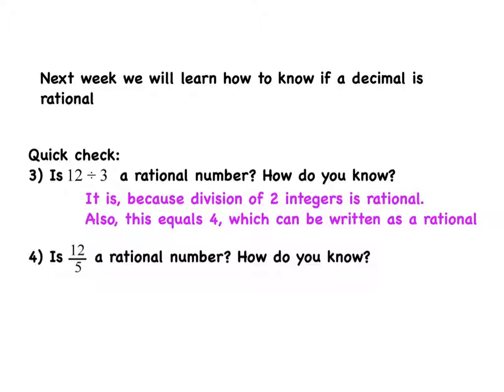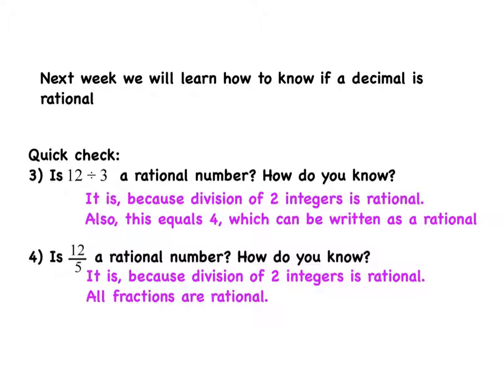Let's take a look at number 4. What do you think? It is a rational number because the division of any two integers is a rational number. So if you can write it as a fraction, it's a rational number. Don't get this confused with a mixed number. This is an improper fraction, not a mixed number, but it's still a rational number.